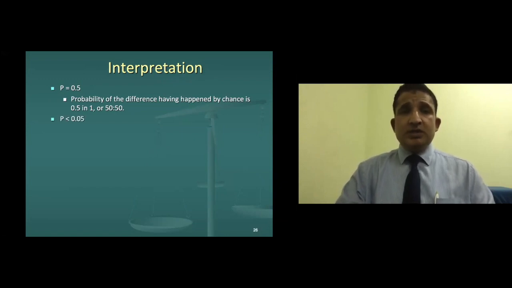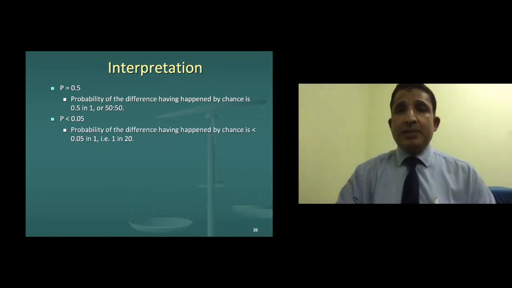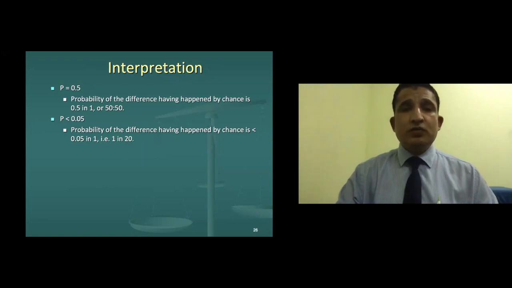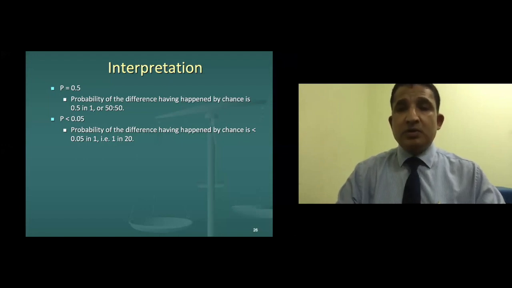So if somebody says p-value is less than 0.05, here is the explanation. The probability of the difference having happened by chance is 0.05. That means 0.05 in 1, or 1 in 20. So good enough, 95 out of 100 times the difference has happened because of your intervention.